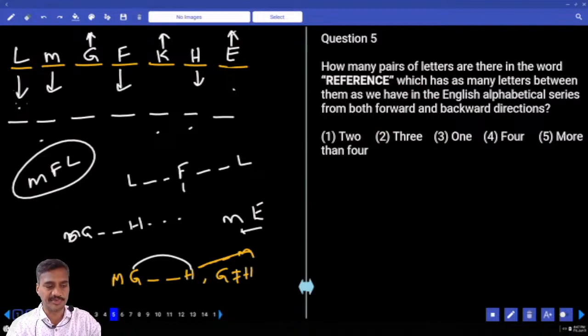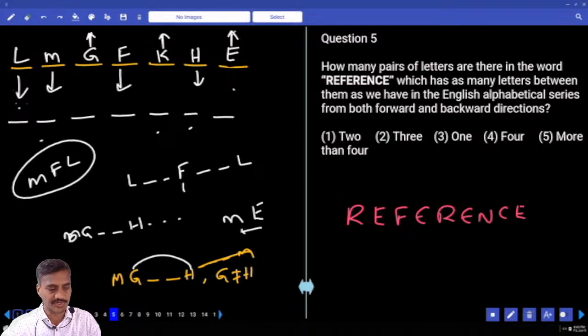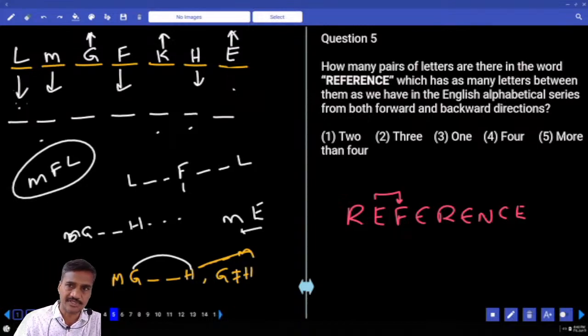Now how many such pairs means it is based on the word REFERENCE. Now in this word reference, how many such pairs are there? No letter more than this one. E and F there is a pair. G, H, I, J, K, L. And F, G, H, I, J, K, L not matching. E, F, G, H, I, J. Or no letter more than this one. E, F, G, H and so on. Left to right there is only one.